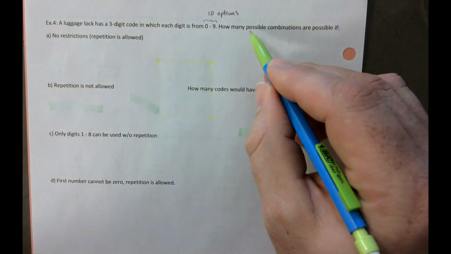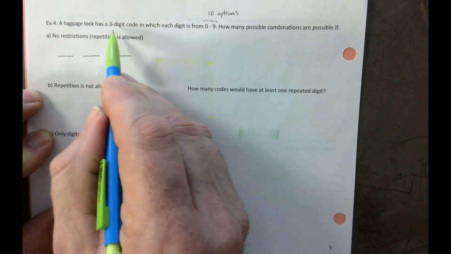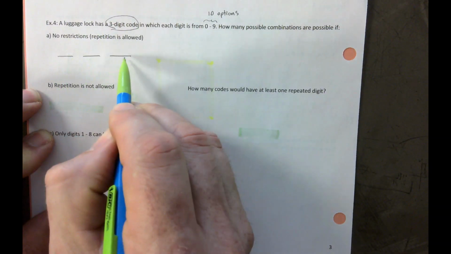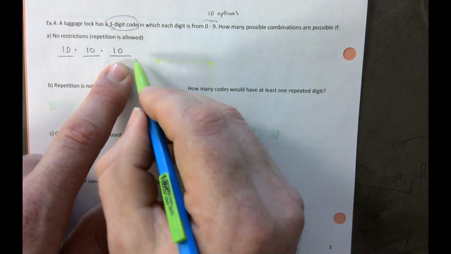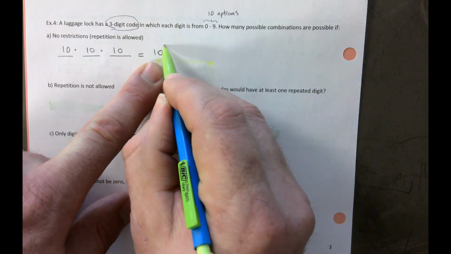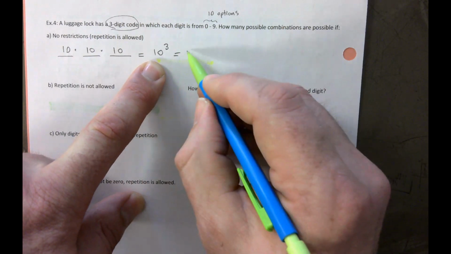How many possible combinations are possible? But how many combinations are possible if there are no restrictions set whatsoever? Repetition is allowed. Okay. So watch this. You have a 3-digit code. So you've got 3 slots to fill in, and you have 10 options for every single one. That would just be 10 to the power of 3. Sometimes I'll use this to make it quicker. And that would be 1,000, right?